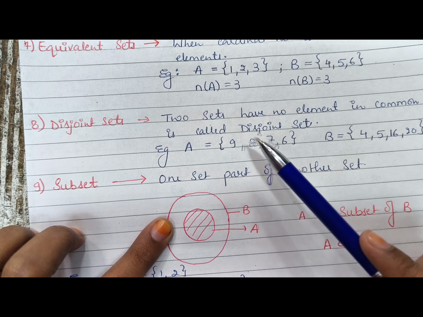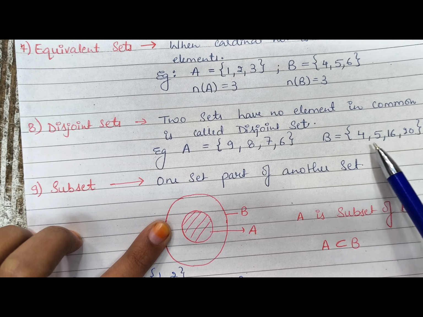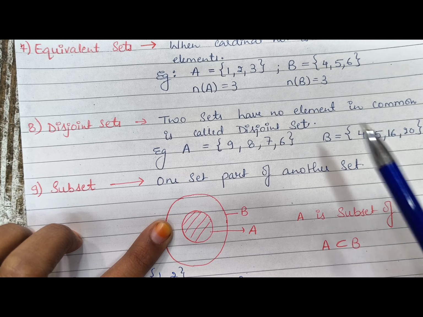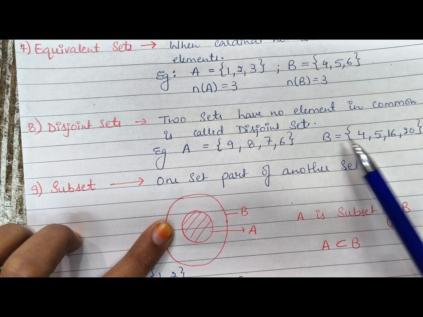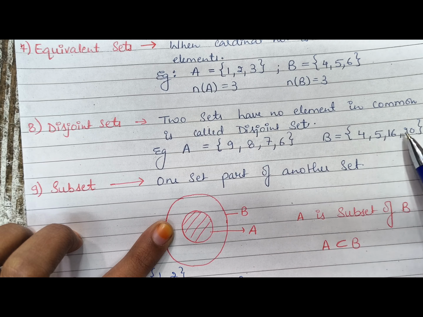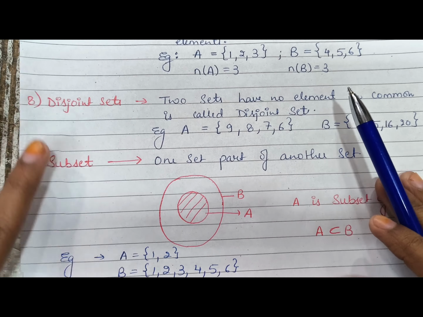We have an example of disjoint sets as well. Example, set A has elements 9, 8, 7, 6, and set B has elements 4, 5, 16, 20. There is not a single element which is common in both the sets. Like, 6 is there, 6 is not there, so this is not a disjoint set.